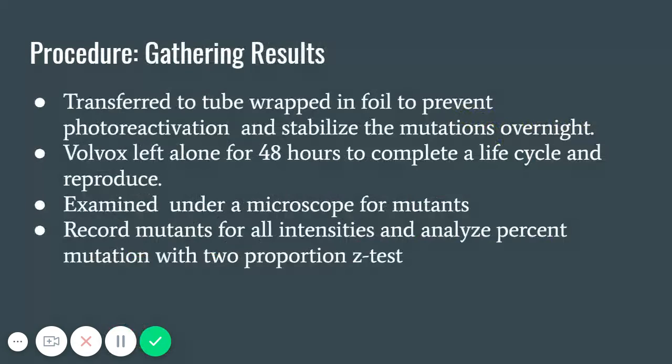They were then examined under a microscope for mutants. The mutants were recorded for each intensity and then analyzed with a two-proportion z-test.